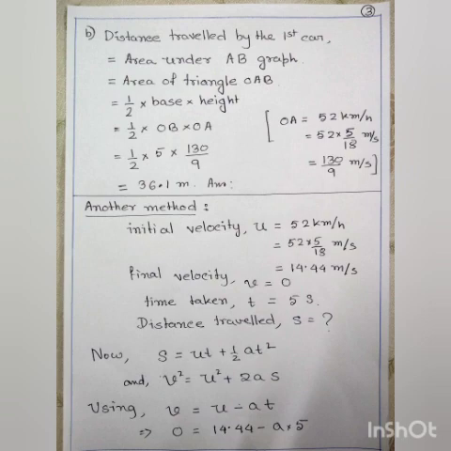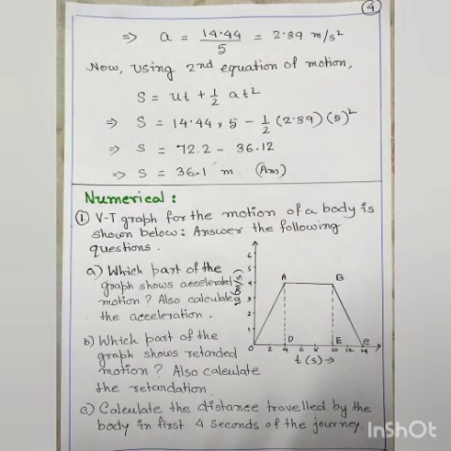For that we will use v equals u plus at, that is the first equation of motion, and just substitute u equals 14.44 and time t equals 5. So what we will get? Acceleration equals 2.89 meter per second square.